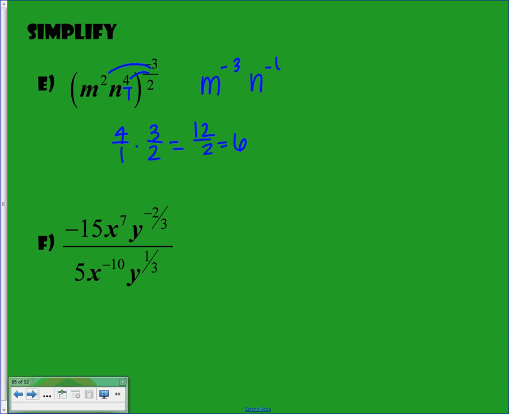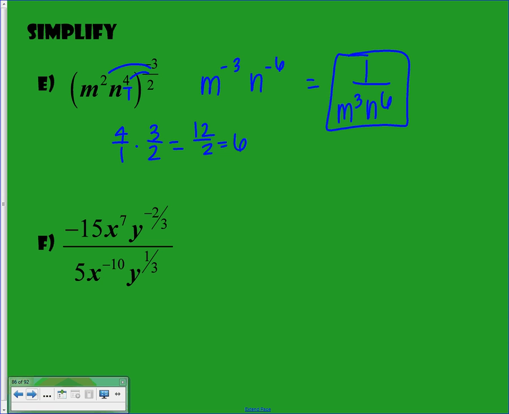If you're someone who needs to write that out, that's fine. Just remember, you're not going to get a calculator, and if you're not good with fractions, it's better to write it out than to get it wrong. So just put that and then multiply straight across. So now I've got m to the negative 3, n to the negative 6. They're both negative, which means they both need to go to the bottom. So 1 over m to the third, n to the 6th.